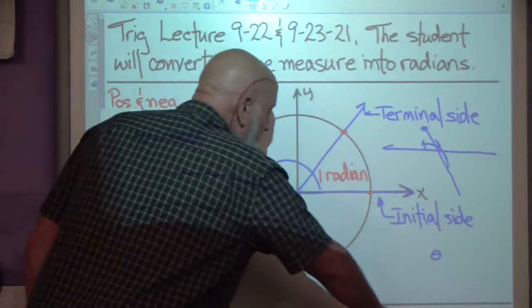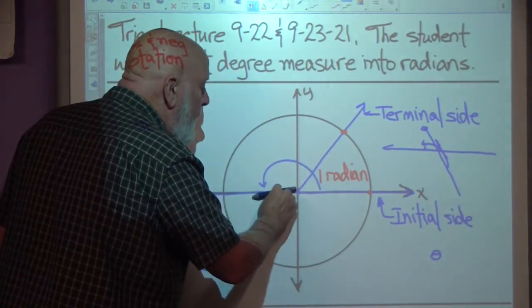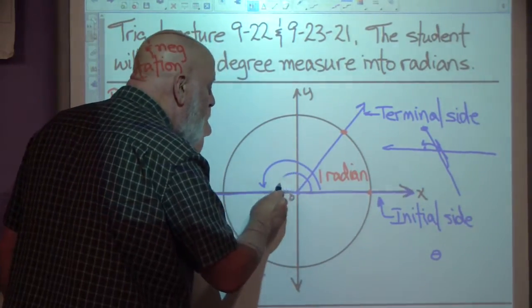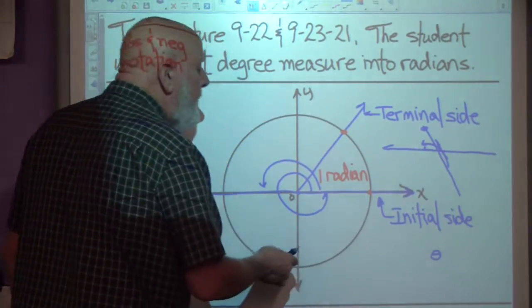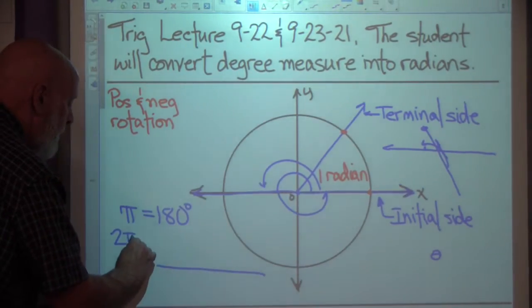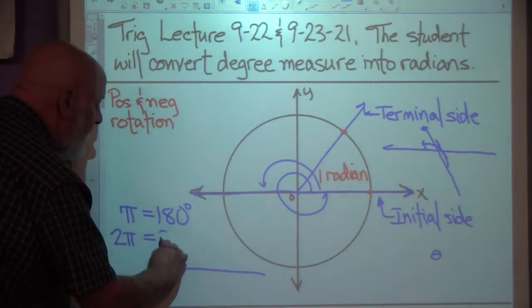Which stands to reason that if we rotate pi radians and wind up with an angle of 180 degrees, then if we rotate pi and then rotate another pi, in other words, we rotate a full circle, then 2 pi radians is equal to 360 degrees.